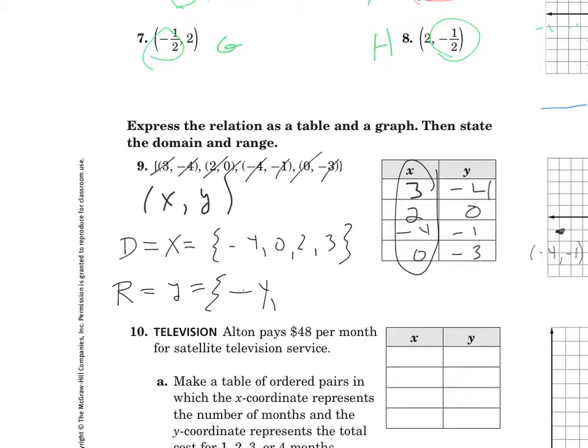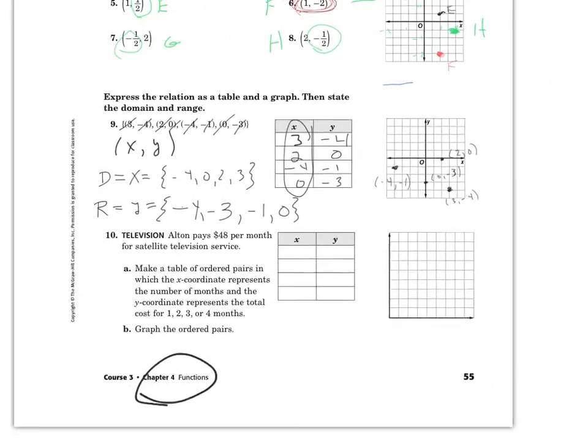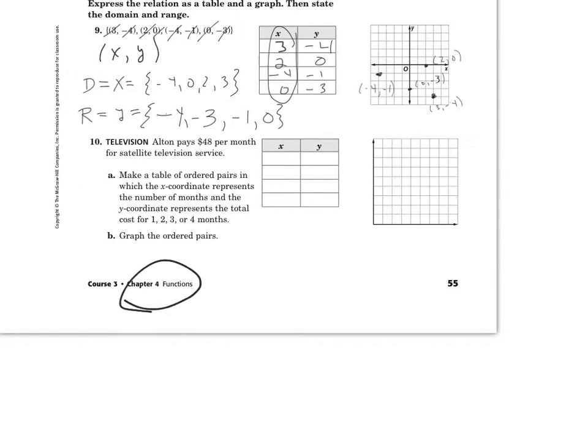Let me rewrite that. Negative 3, negative 1, and 0. Like that. And that would be the answer to problem number 9. Problem number 10.